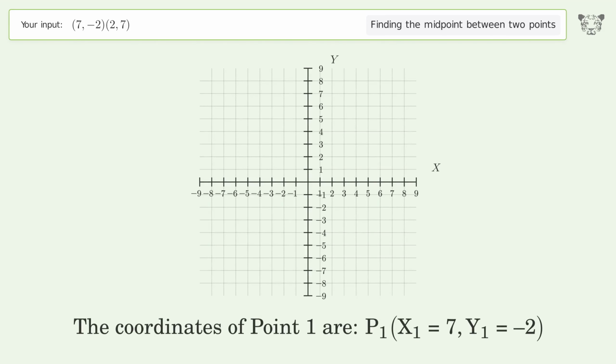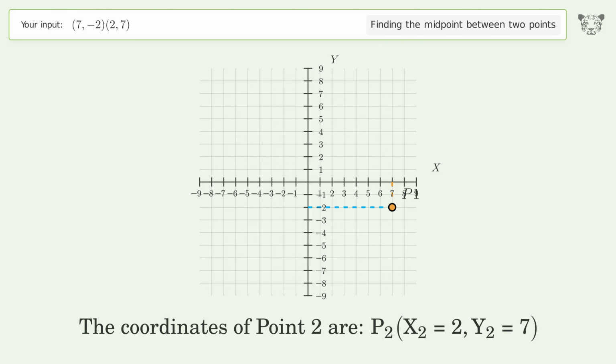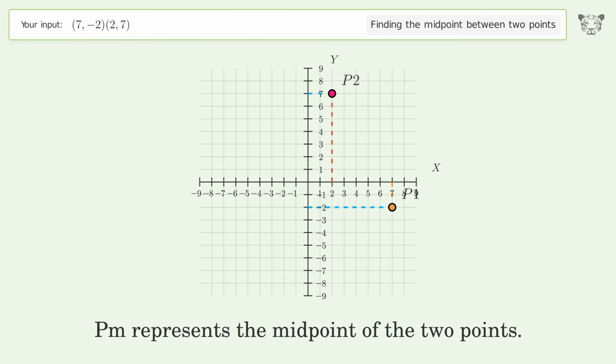The coordinates of point 1 are x1 equals 7, y1 equals -2. The coordinates of point 2 are x2 equals 2, y2 equals 7. PM represents the midpoint of the 2 points.